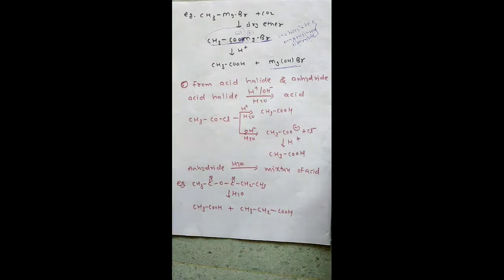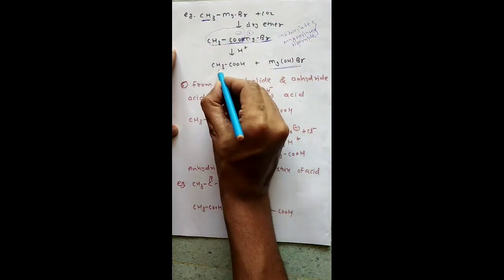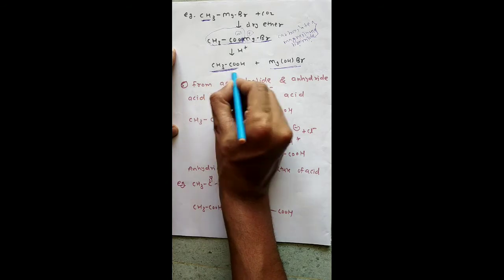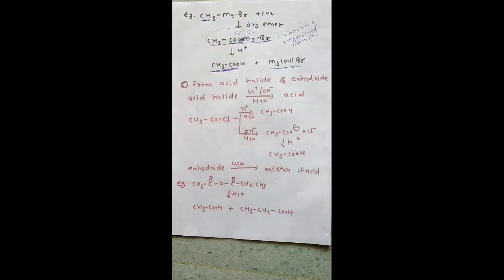One extra point is important. You can see the starting material has only one carbon and the end product has two carbons now. So it is a step up reaction. One carbon is extra. So it is a step up reaction.